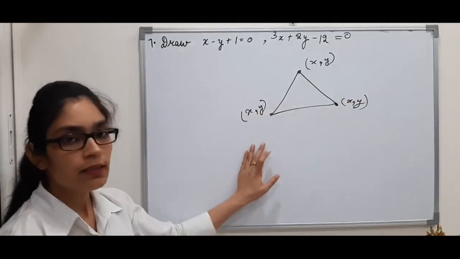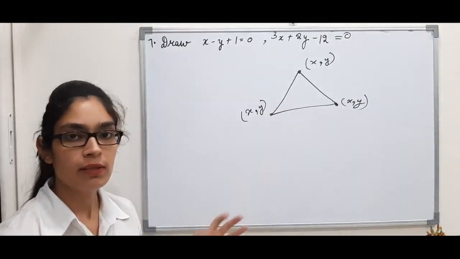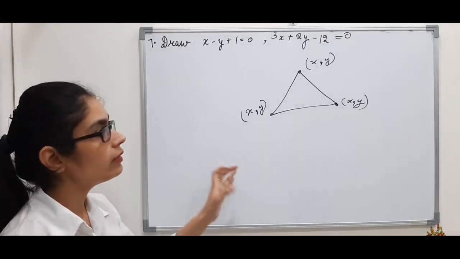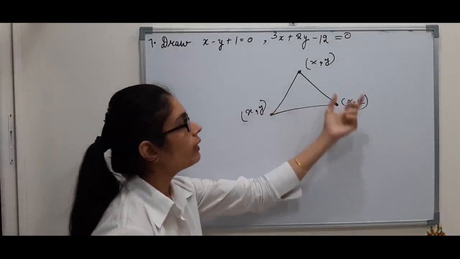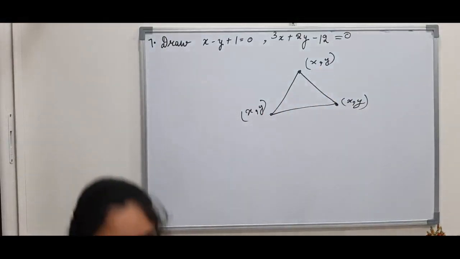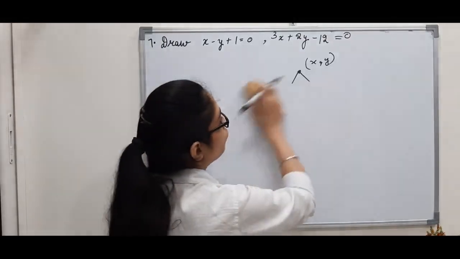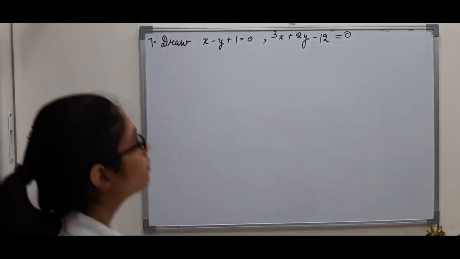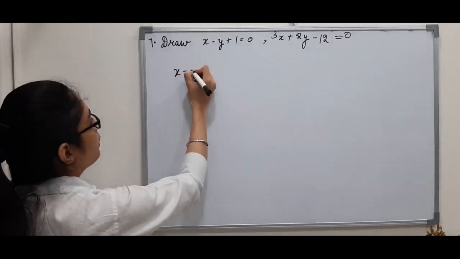So everything is the same, like drawing a graph. Everything is the same as we have done in the previous questions, but the only new thing they have added is to find the coordinates of the vertices of a triangle. So let's start. In the same way we will start. We have to find points for x and y. The equations they have given are very simple.